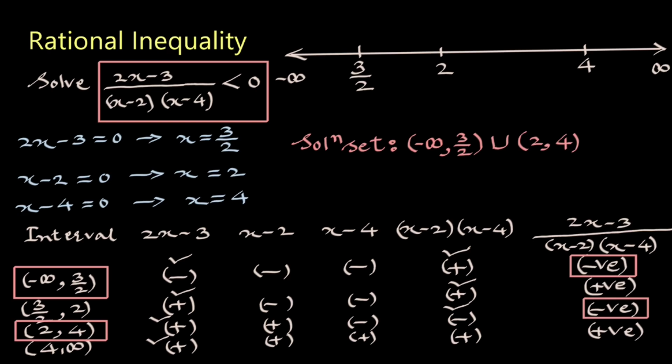4. The same can be shown on a number line from minus infinity to 3 upon 2, excluding 3 upon 2, and from 2 to 4, excluding the endpoints 2 and 4.